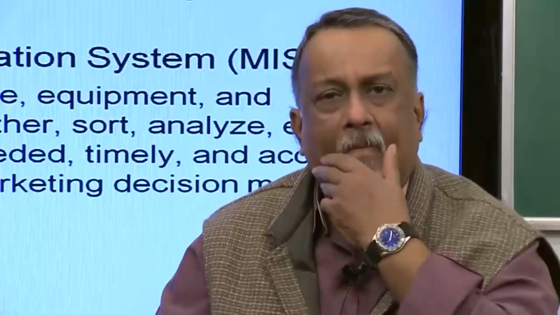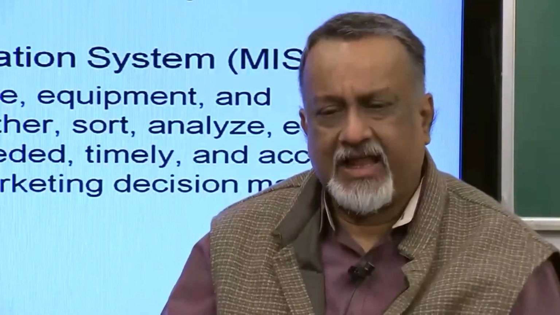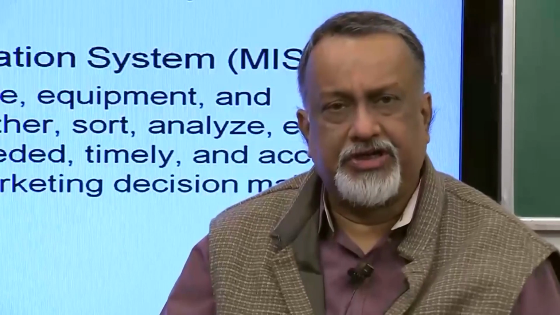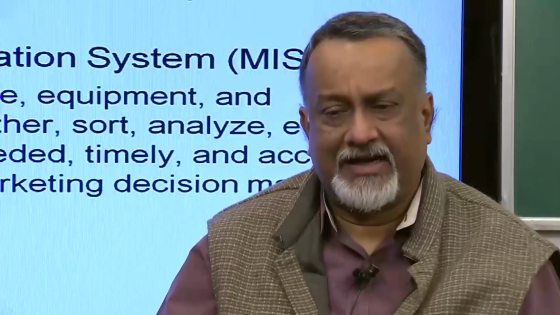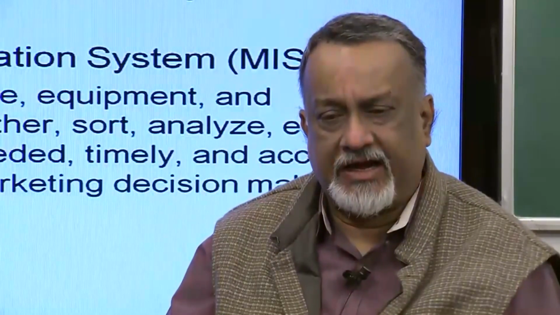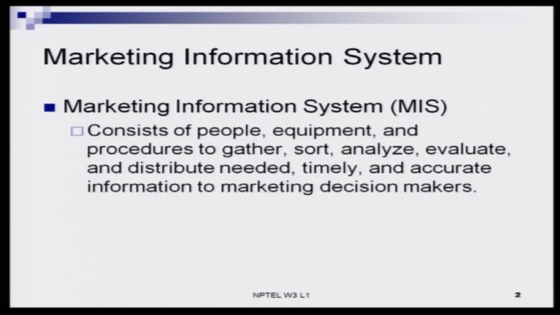Traditionally in textbooks, we talk about marketing information system. It is defined as people, equipment, procedures to gather, sort, analyze, evaluate and distribute needed, timely and accurate information to marketing decision makers.